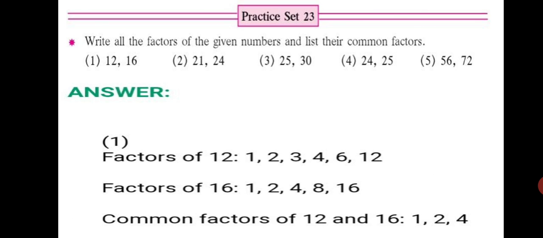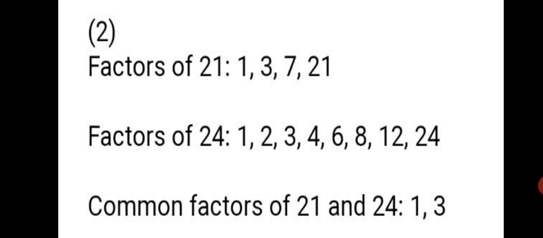Alright, let's solve sum number 2. You have to find factors of 21 and factors of 24. So you can write 1 into 21 in the rough first. Then you know 3 sevens is 21. Are there any other multiplications that give us 21 in table of 4, 5? No. So that's all. So factors of 21 are 1, 3, 7 and 21.